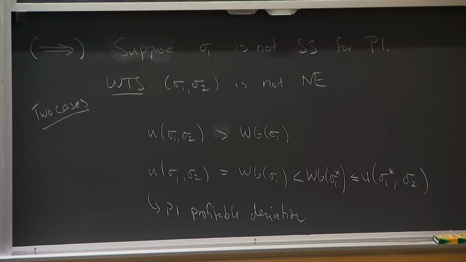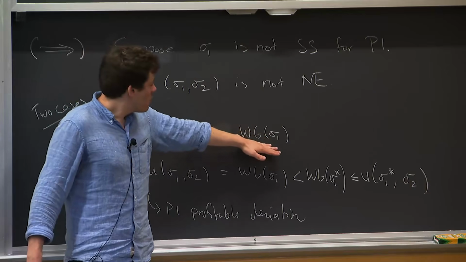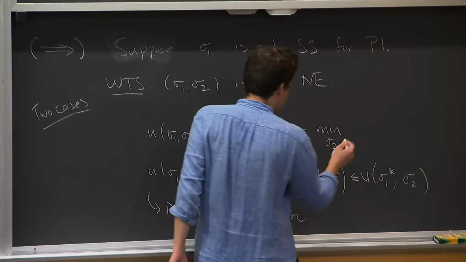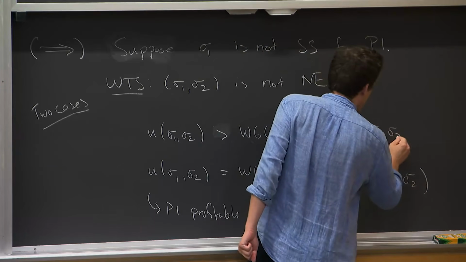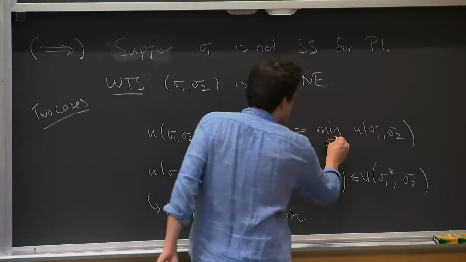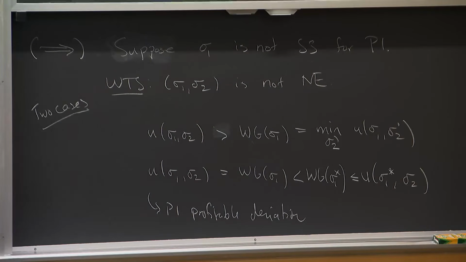Any thoughts? How can I? Well, we actually just have to unpeel the definition of the worst case gain. What is this? Well, this is exactly the minimum over sigma 2 of u of sigma 1, sigma 2. And I claim we're already done. We just have to look at it really carefully. Sigma 2 prime. How can we see that player 2 has a strictly profitable deviation?